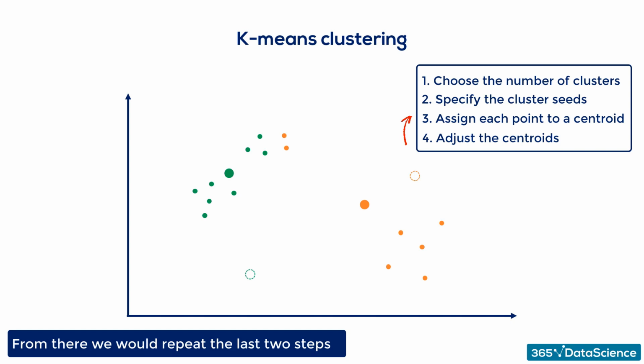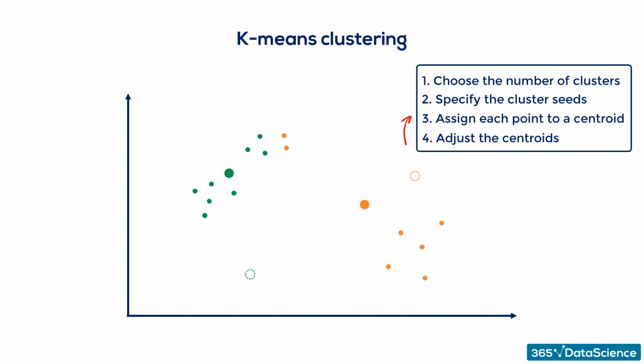Let's recalculate the distances. All the green points are obviously closer to the green centroid, and the orange points are closer to the orange centroid. What about these two? Both of them are closer to the green centroid, so at this step, we will reassign them to the green cluster.